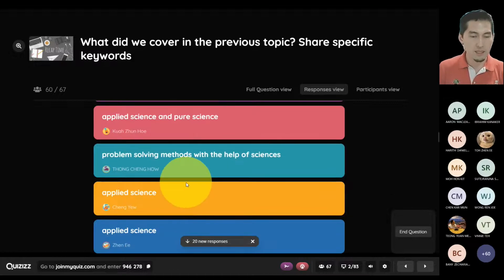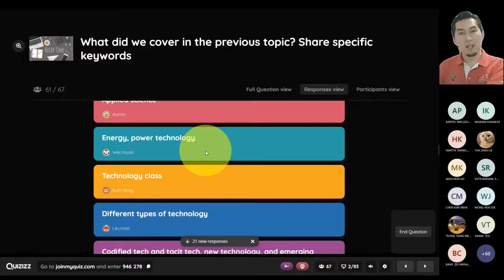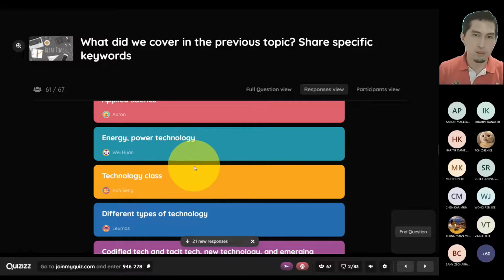Problem-solving methods with the help of sciences, applied imaging, applied science, energy and power, a bit of that. We are covering that a bit more today. Plus, we are going to cover that extensively in a topic about 3 to 4 weeks' time.